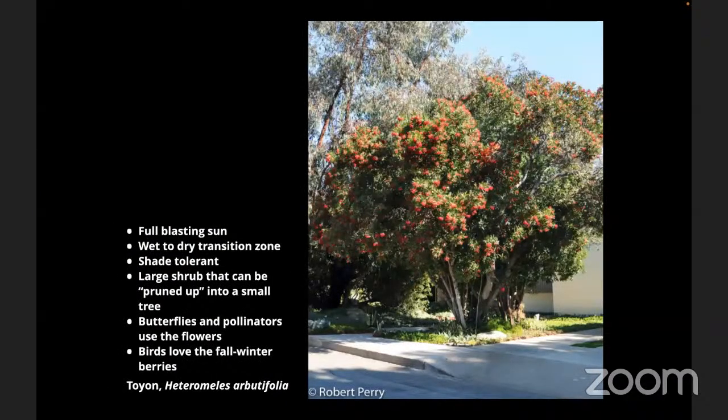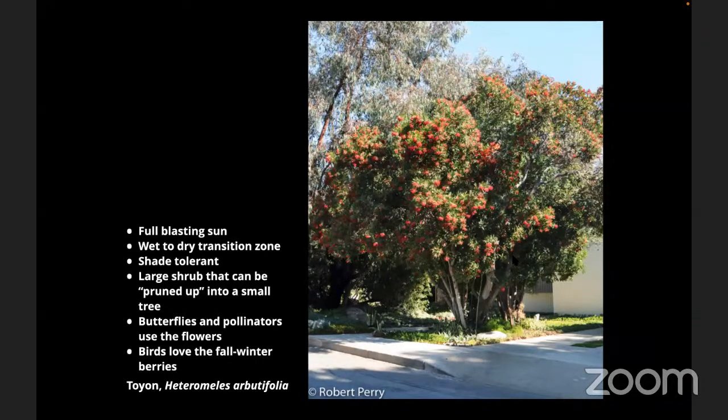And then this is one of my other favorites. This is actually not the best picture, but it shows kind of the size that Toyon can get. This is Toyon. This is a local native plant. It's really a large shrub, but over time with pruning, it can be pruned up to be a quite lovely multi-trunk small tree. And this grows wild in pretty much all our local areas in Southern California, from the San Gabriel Mountains out to the coastal mountains as well.